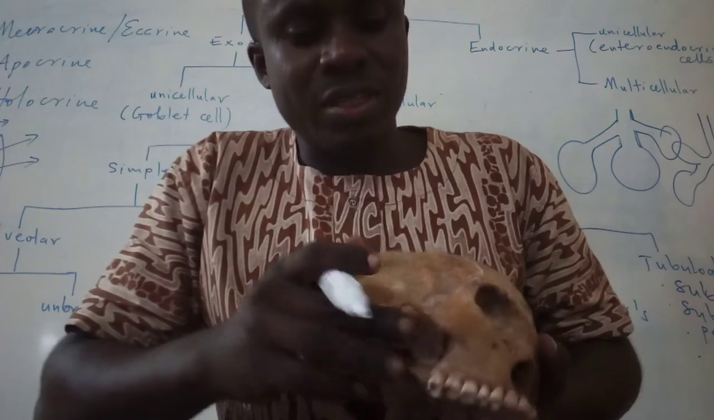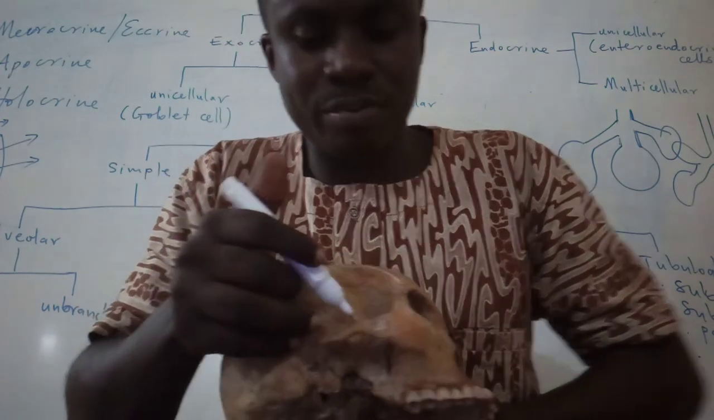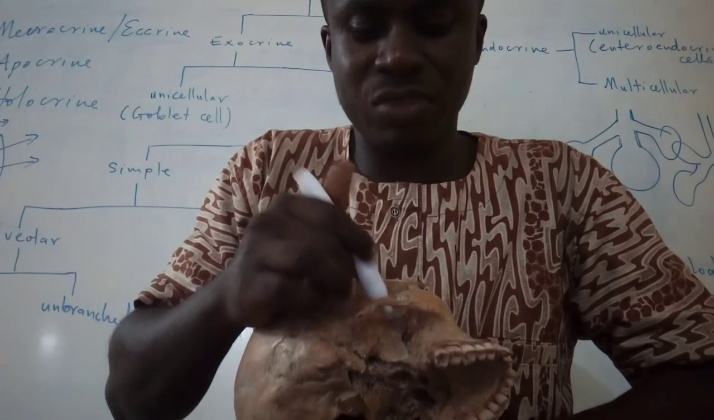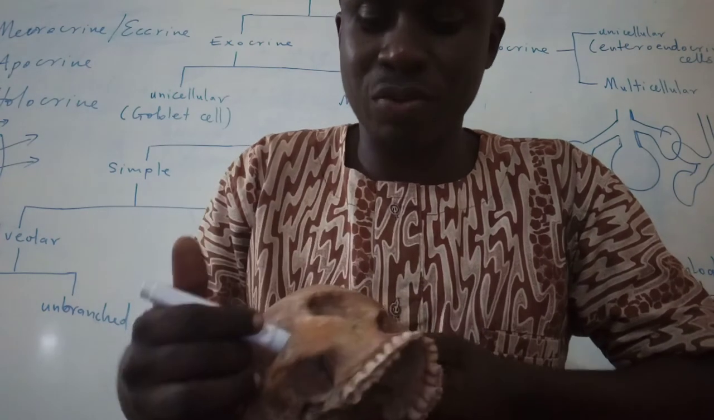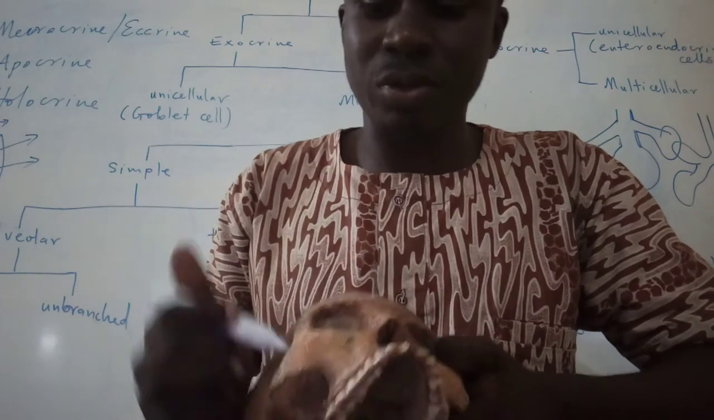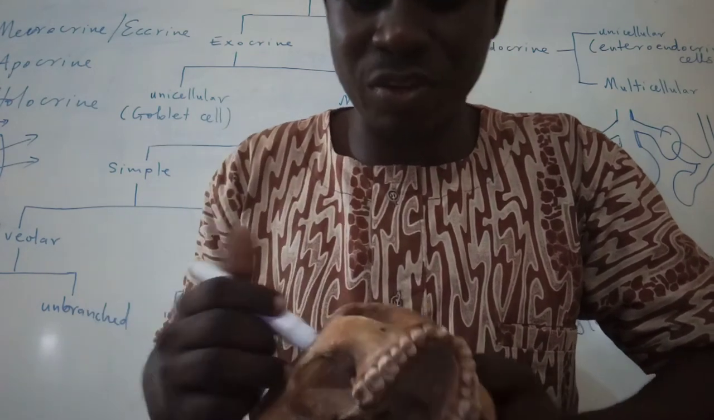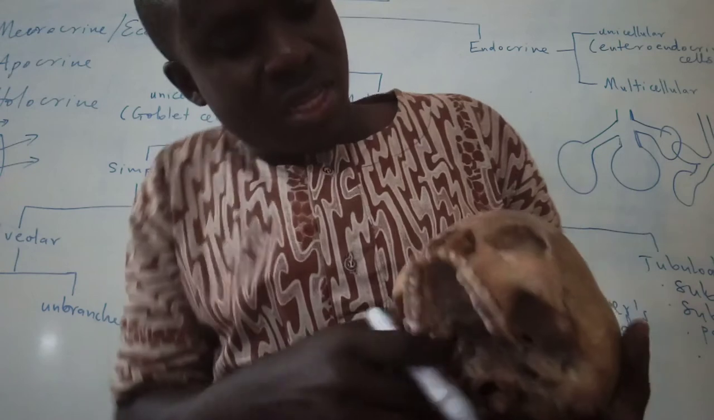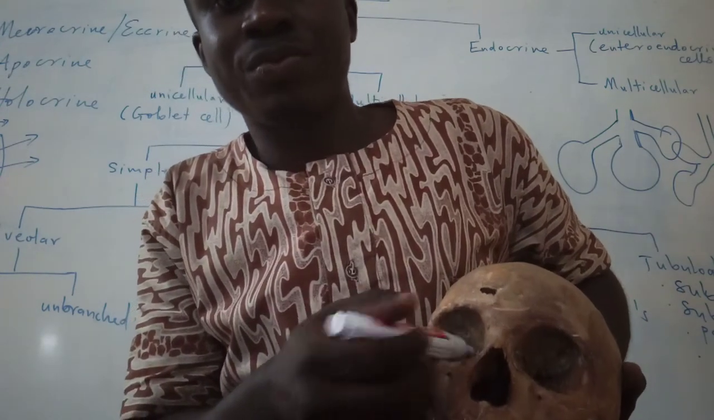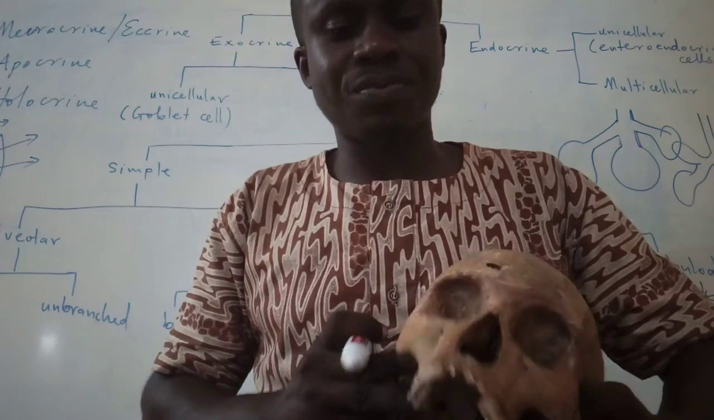Now, let me show you this. We are now going to look at them, but this area represents the greater wing of the sphenoid bone. We said it's going to form the lateral wall of the orbit. Then medially, we are also going to have the lesser wing of the sphenoid bone. So we'll look at that one.